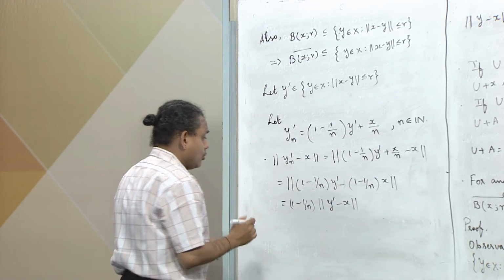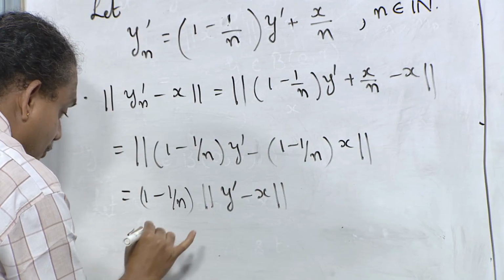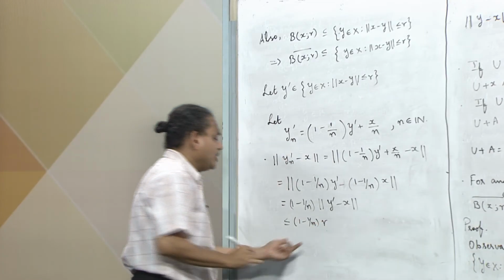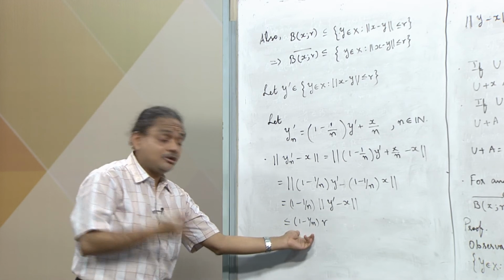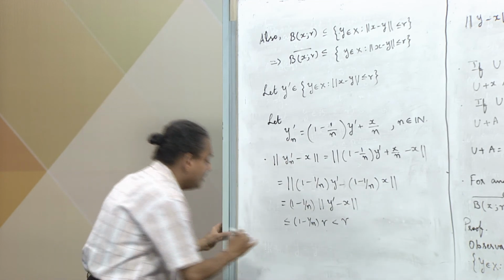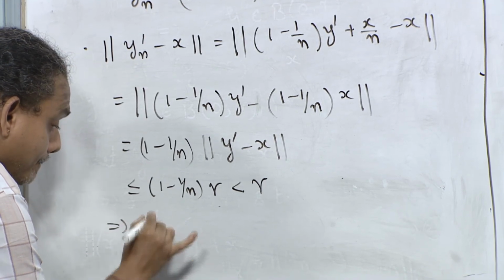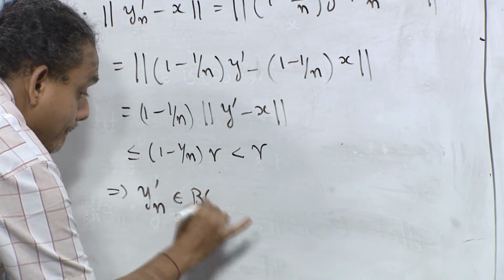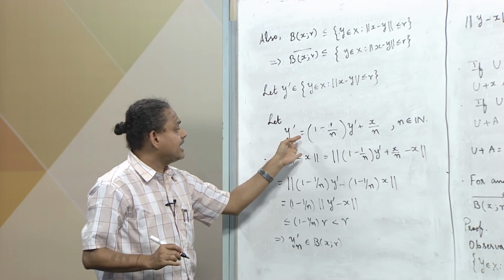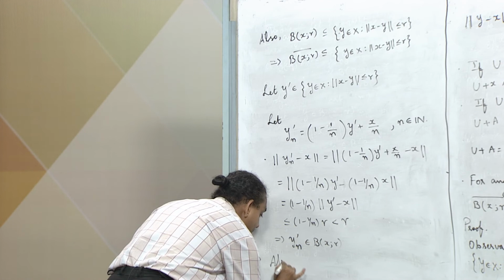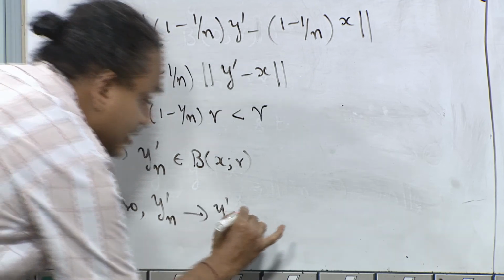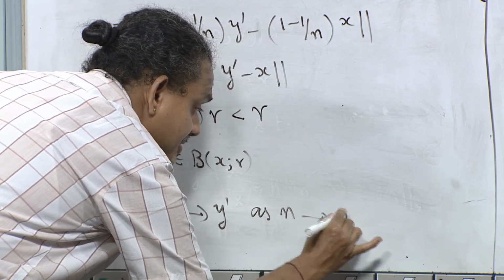Now, this norm is going to be less than or equal to 1 minus 1 by n times r, because y dash belongs to this set, so its distance from x is less than or equal to r. But 1 minus 1 by n is a quantity which is strictly less than 1, and therefore this is strictly less than r, that is it done. So, this tells us that these y n dash belong to B(x, r), and it is clear that these y n dash converge to y dash as n tends to infinity.